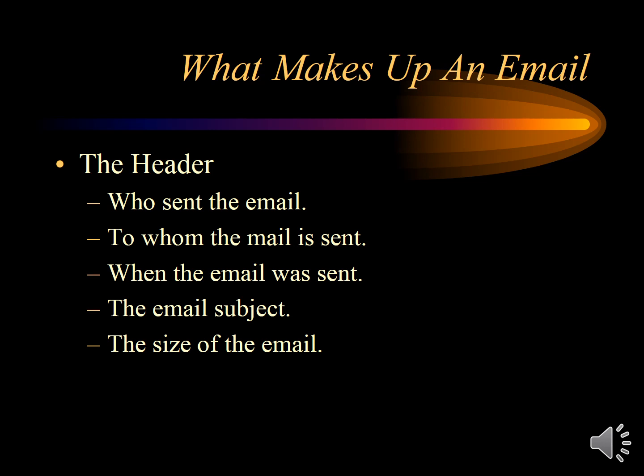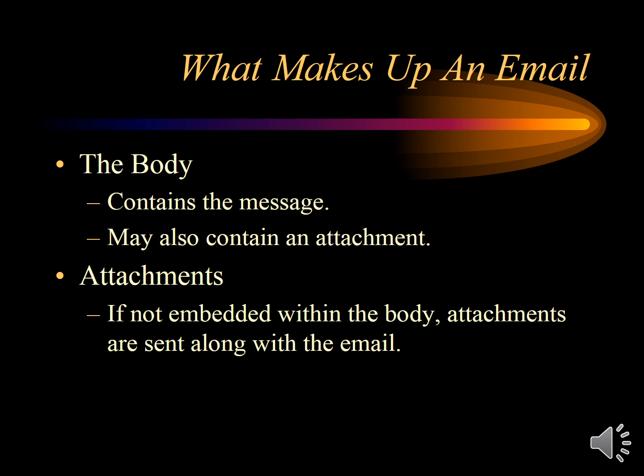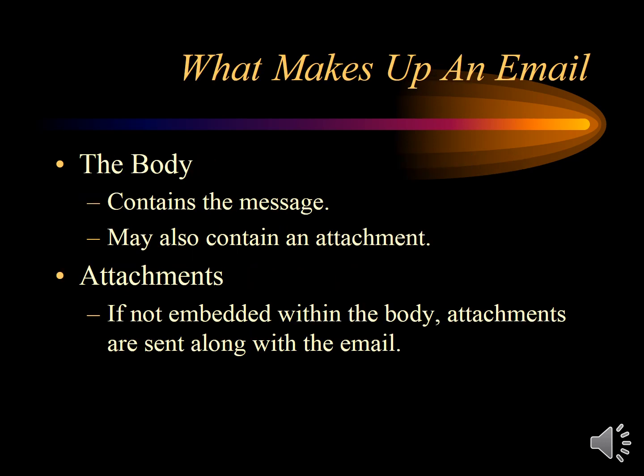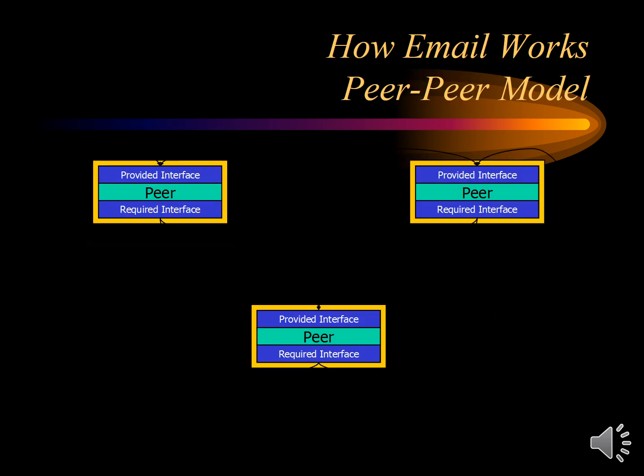Electronic mail. So what makes up an electronic mail? Who sent the email, to whom the mail is sent, the body and attachment. Architectures: peer-to-peer, pipe and filter, implicit invocation, client server. For the peer-to-peer model, peers will have the same setup on the client as well as the server. Provided interface, peer, the record of clients.